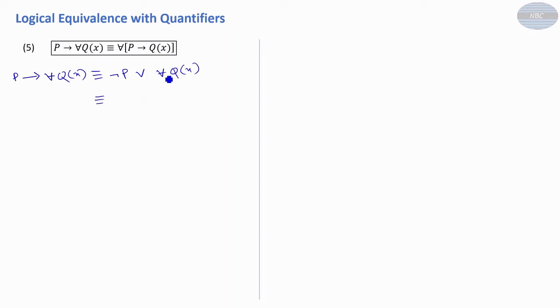We can take this universal quantifier outside, and write the expression in a square bracket here, because in this proposition P we have no bound variable. So it can be written as P conditional Q(x), hence it is proved, we have the right hand side.